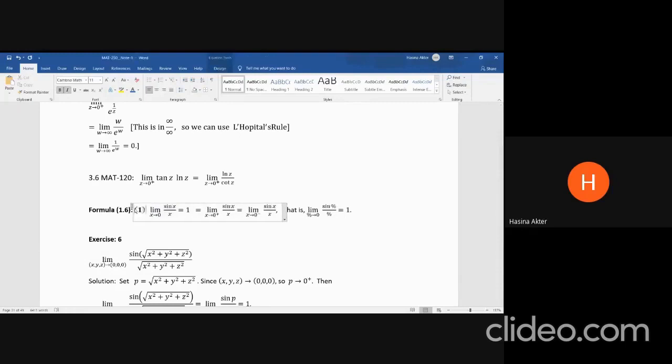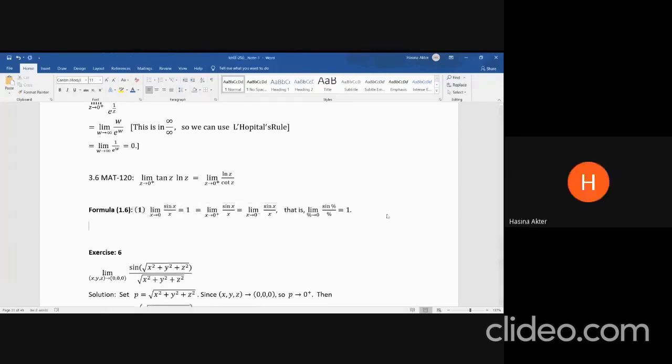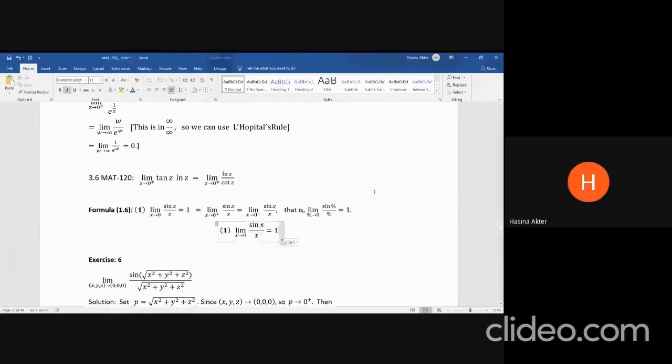There are two formulas. One is this, and the other one is... Miss, why is there a percentage there? Percentage means just a symbol. It's a trick.